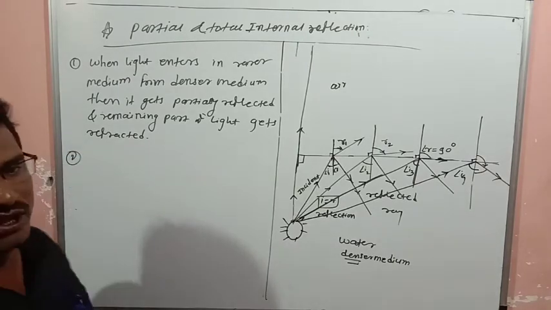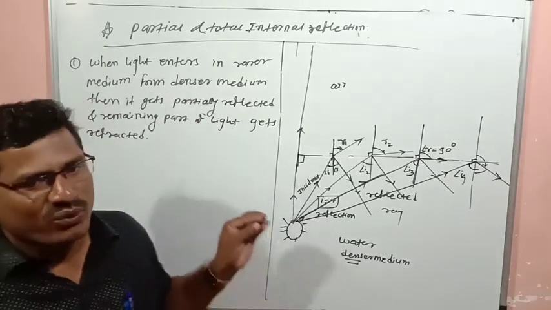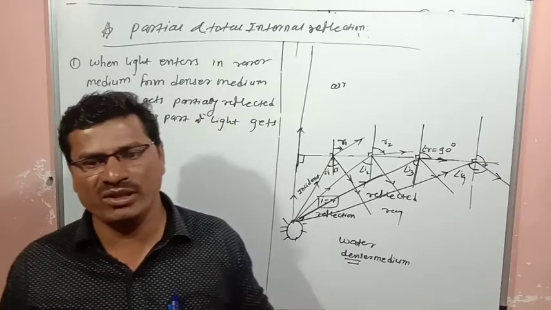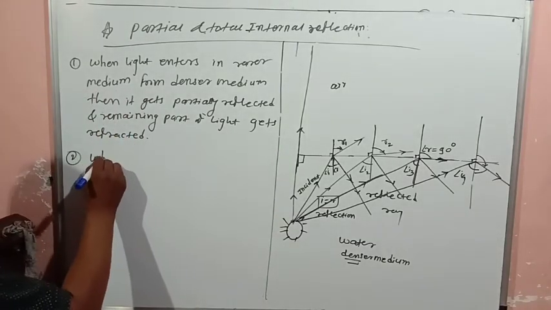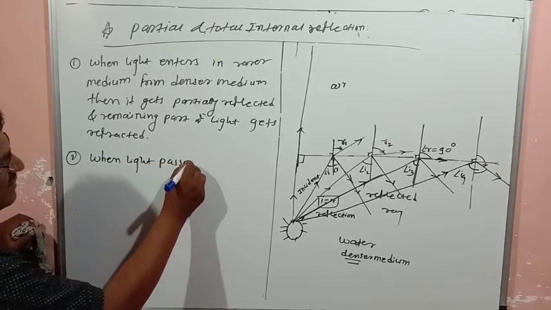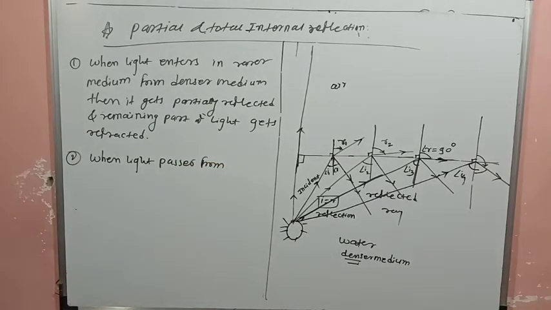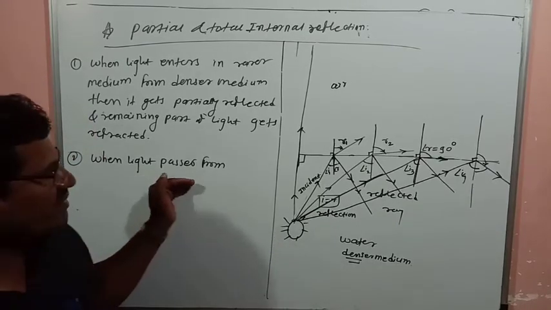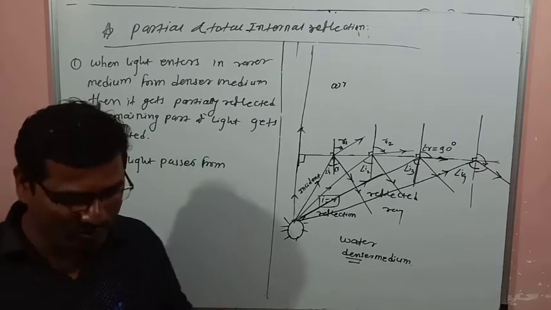Second point: when light passes from denser medium to rarer medium, it bends away from normal. So when light passes from denser medium to rarer medium, then it bends away from normal.